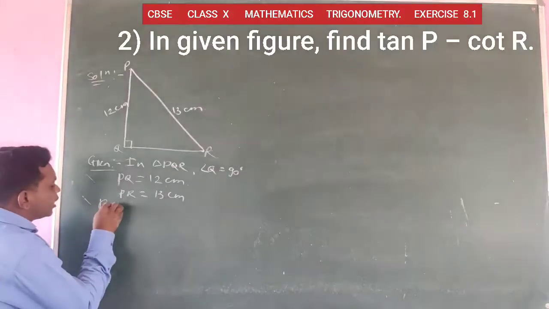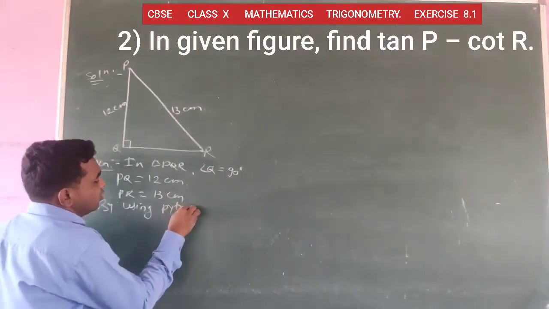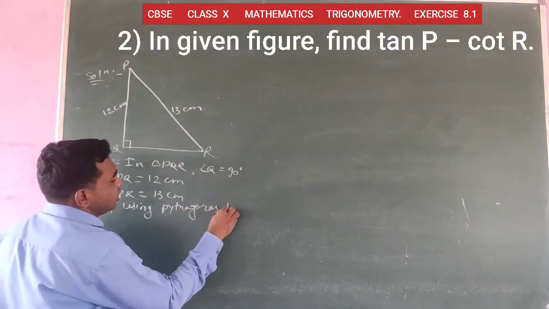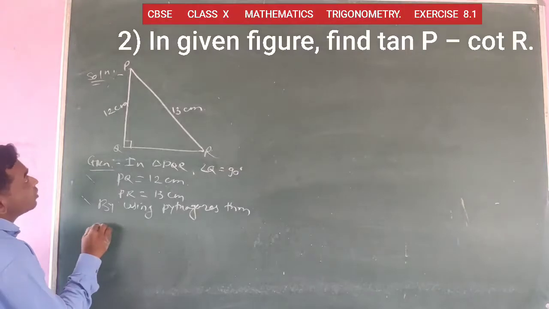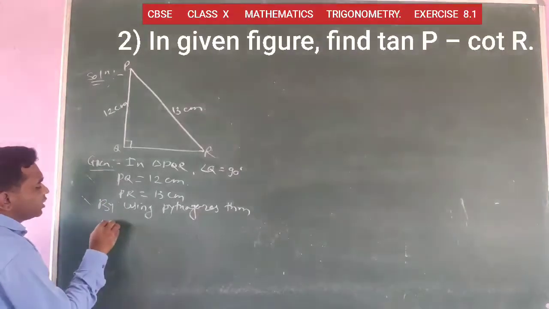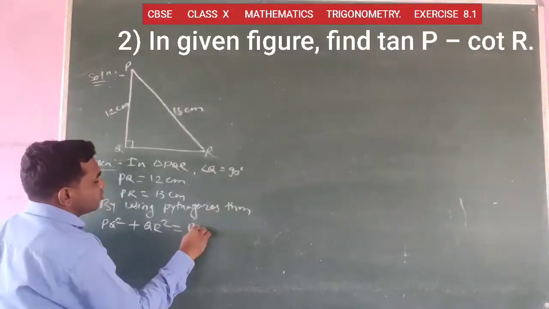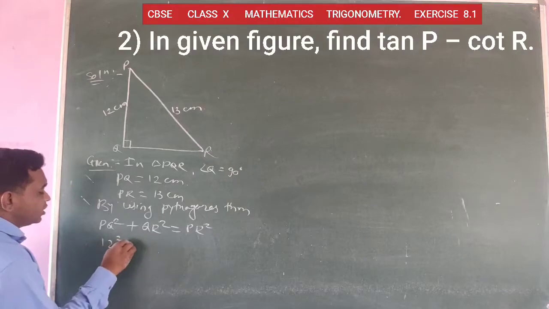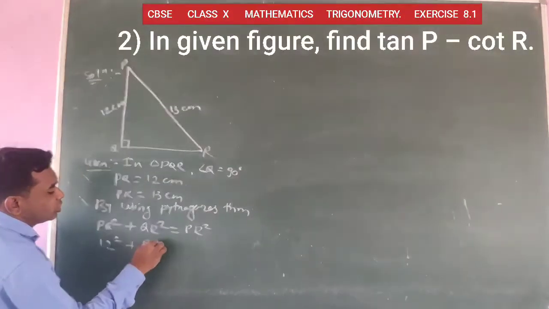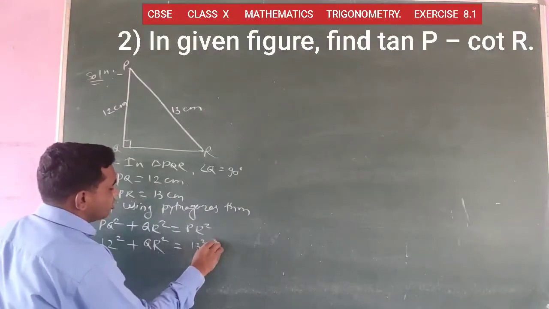So by using the Pythagoras theorem, what is the statement? Sum of the squares of the perpendicular sides, that means PQ square plus QR square is equal to PR square. What is the length of the segment PQ? 12 square. QR, which has to be found out, QR square as it is, and PR square is equal to 13 square.